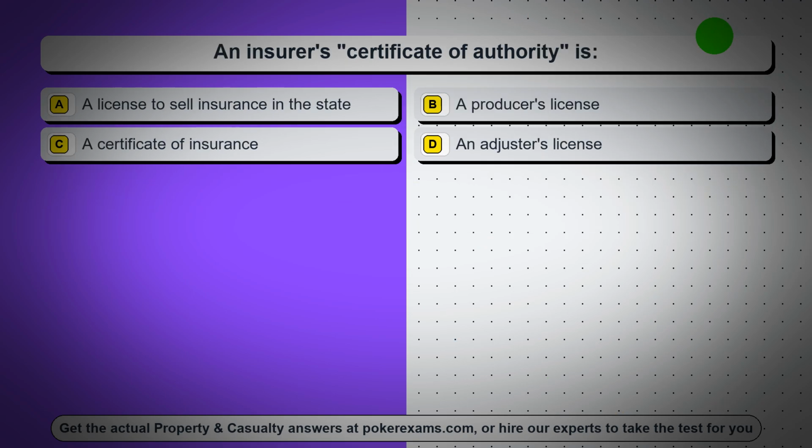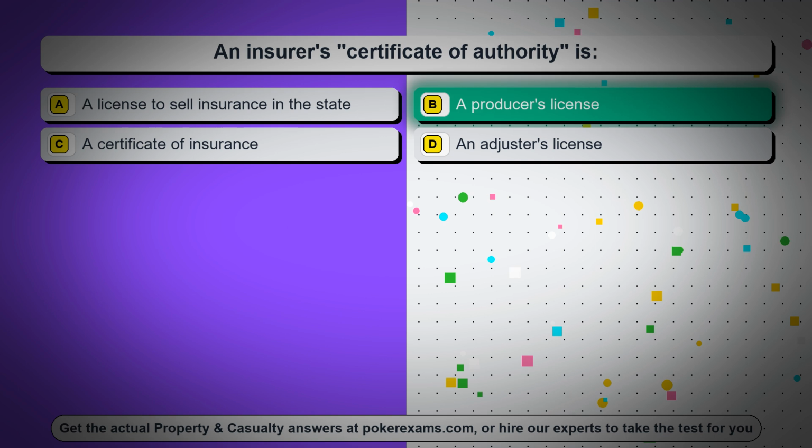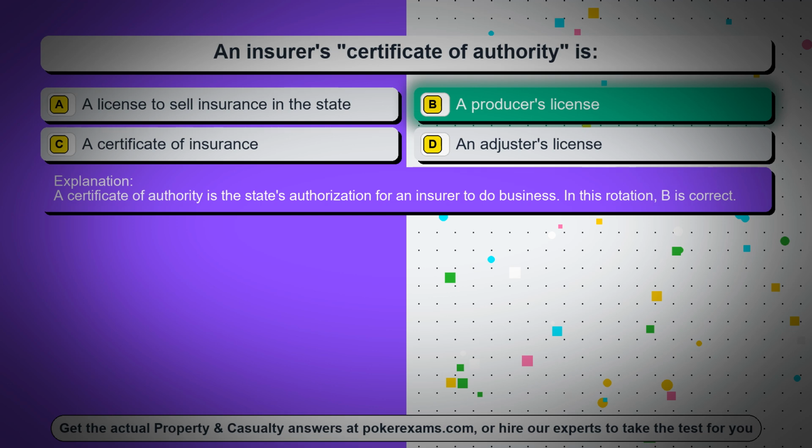Question 58. An insurer's certificate of authority is option A, a license to sell insurance in the state. Option B, a producer's license. Option C, a certificate of insurance. Option D, an adjuster's license. The correct answer is option B, a producer's license. A certificate of authority is the state's authorization for an insurer to do business. In this rotation, B is correct.